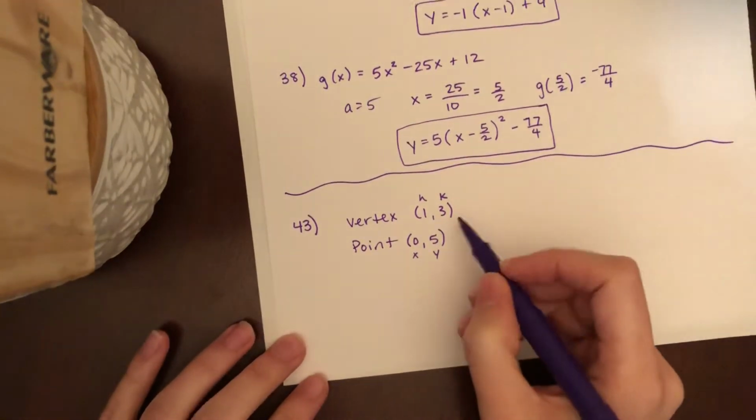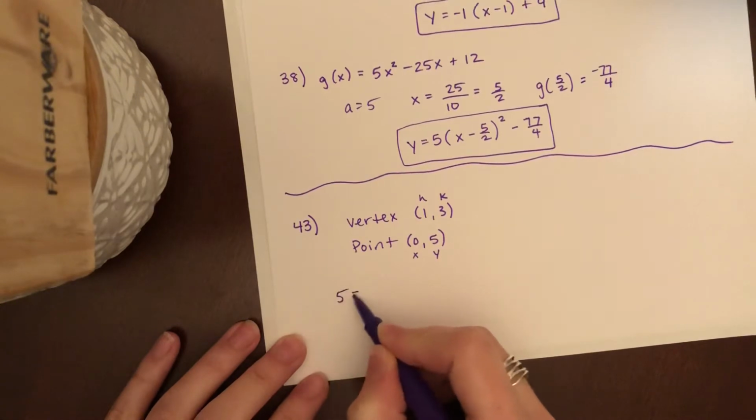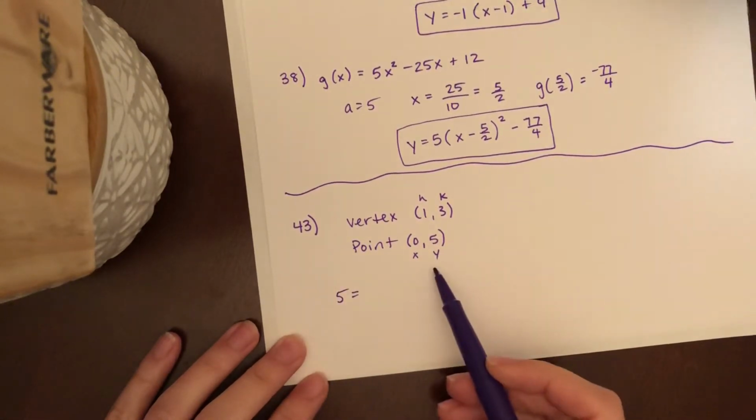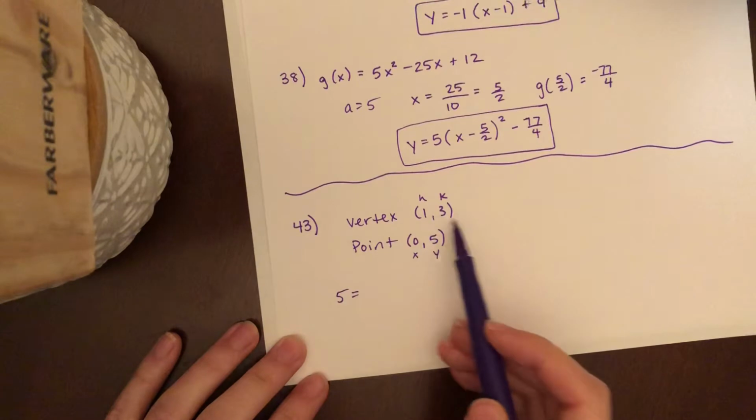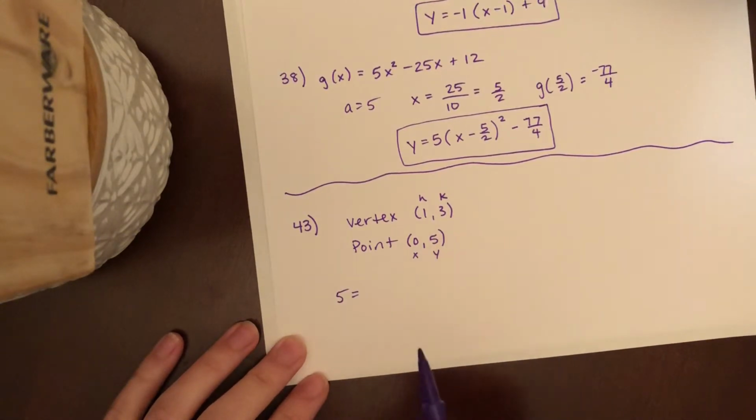So in our vertex form, we start with y, so I'm going to start with the y value that's given to us here. Do not use the vertex. They have specific places for h and k.